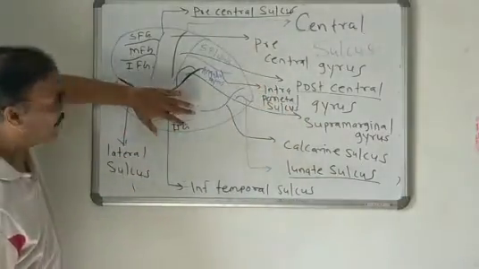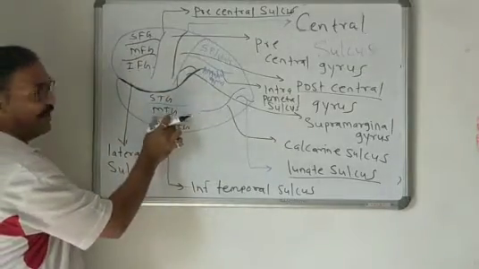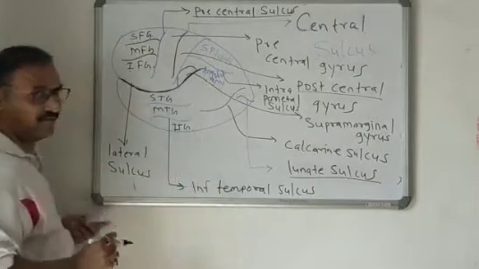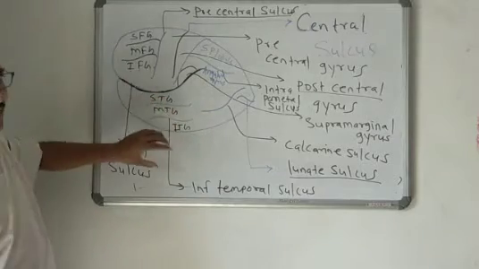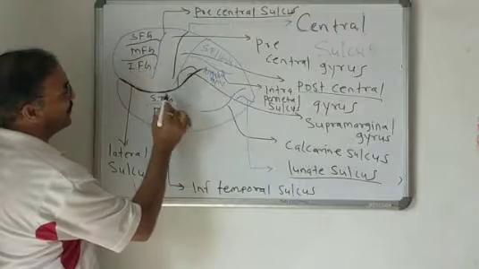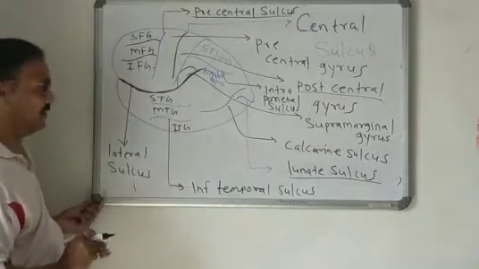Then this is the temporal lobe. The temporal lobe consists of two important sulci, the superior temporal sulcus and the inferior temporal sulcus. In between these two sulci there are gyri. Just below the superior temporal sulcus, the gyrus present is the superior temporal gyrus.